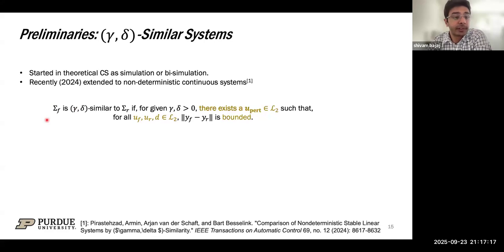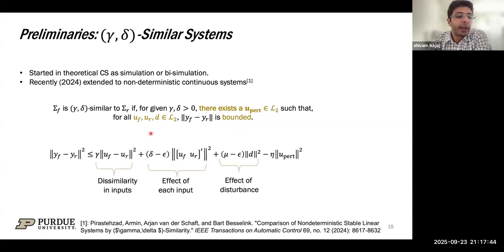And what that paper suggests is that a system Sigma_F is gamma-delta similar to Sigma_R if, for some given positive constants gamma and delta, there exists a perturbation input in the class of L2 such that for the signals, the inputs to the two systems U_F and U_R, and the disturbance, which are all in the class of L2, the output is bounded. And by bounded, I mean that the norm of the difference between these outputs is less than this expression on the right.